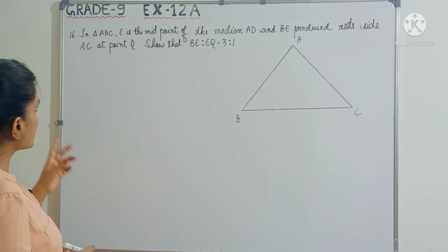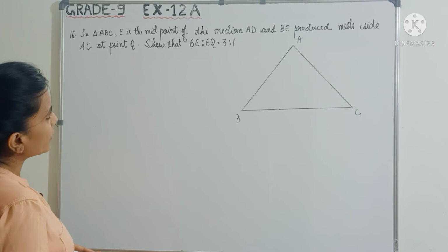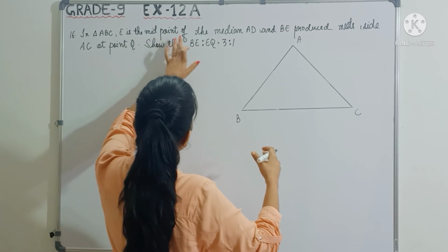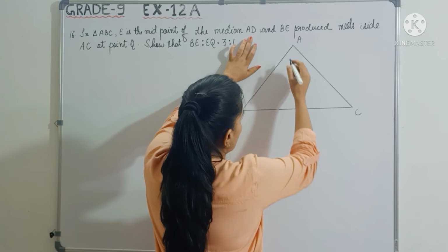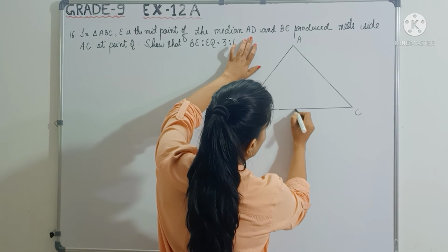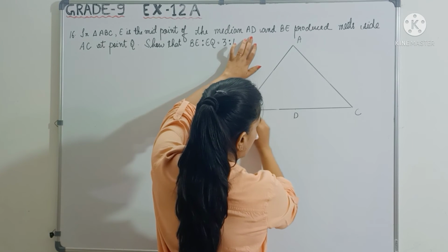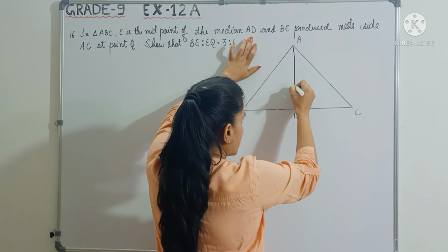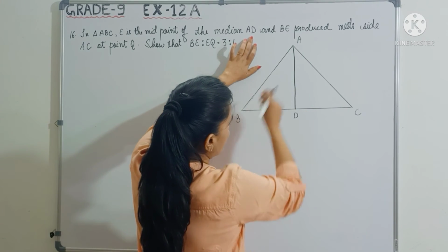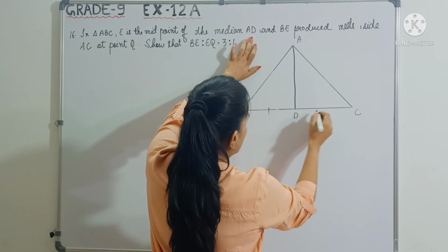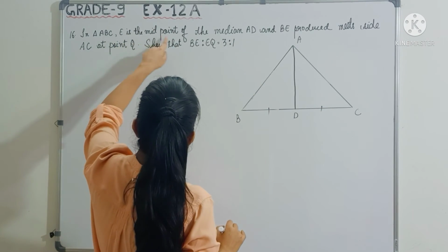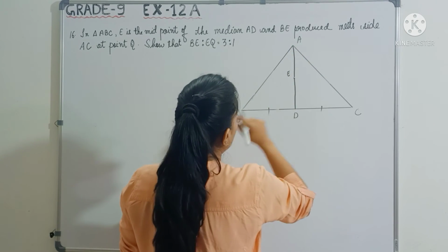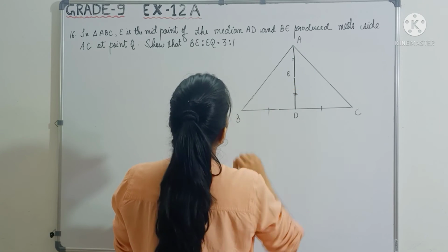So here the question says, in triangle ABC, E is the midpoint of the median AD. So in this triangle ABC, E is the midpoint of the median AD. So first you have to draw the median. So let's take D. D is the midpoint of BC, right? Because we all know median bisects the opposite side, right? So here AD is the median. So BD is equal to DC. And E is the midpoint of AD, right? So let's take E, the midpoint of AD. So even these two are equal to each other.